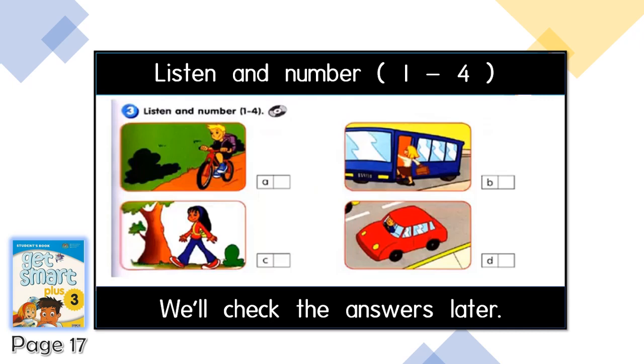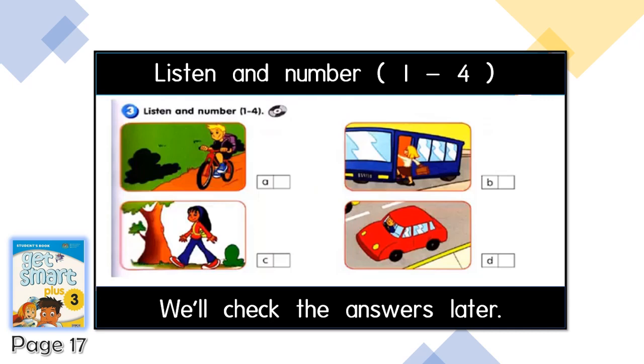Can we continue with another activity? Please refer to your textbook, page 17. Okay, it's activity 3. You have to listen and then write the numbers 1 to 4. Can we start now? Let's get started. Activity 3. Listen and number 1 to 4.